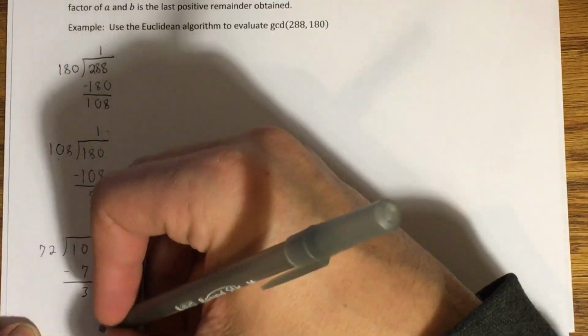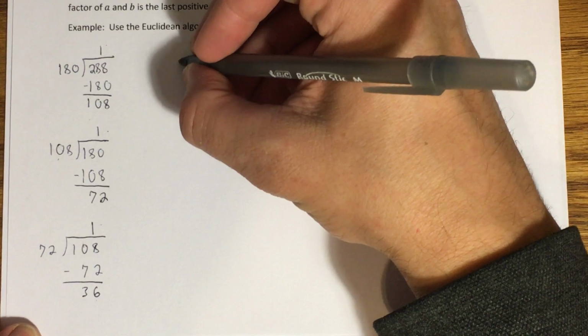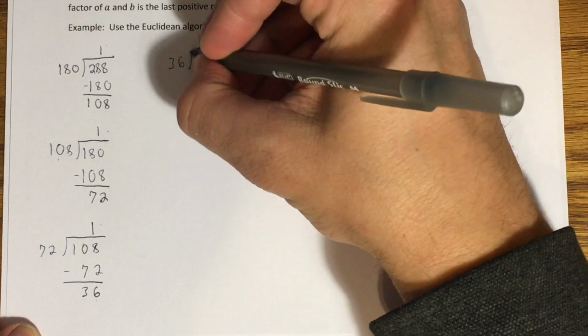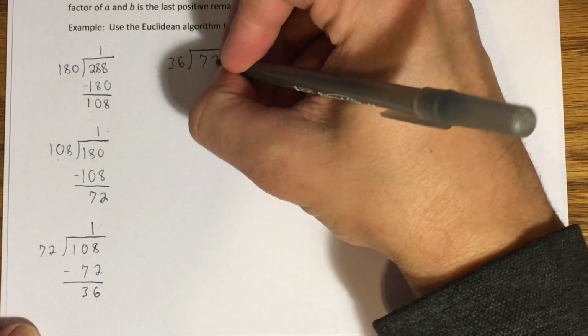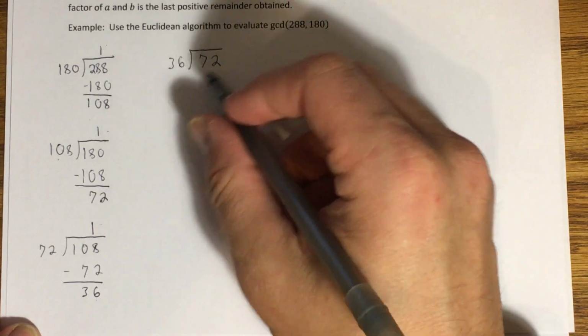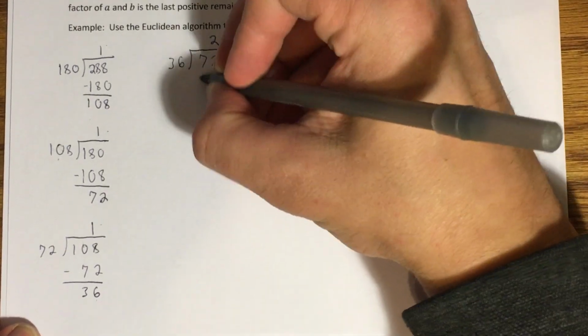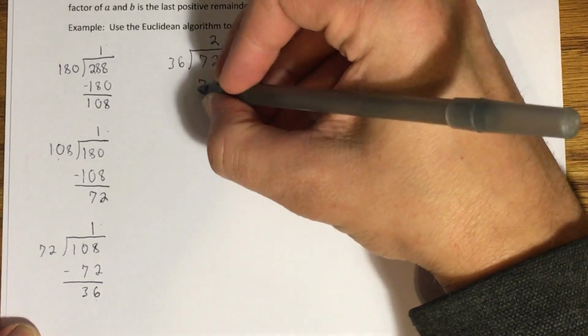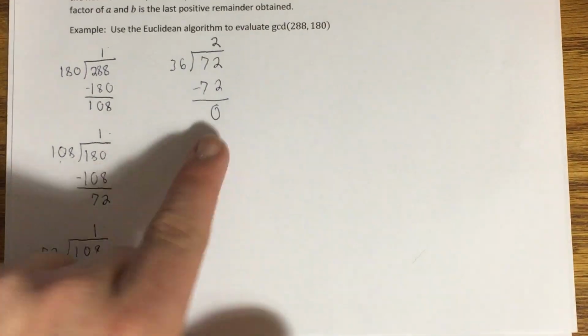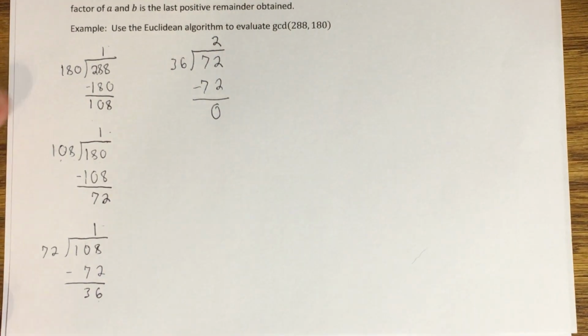So now I ran out of space down here, I'll come over to this side. I'm doing 72 divided by 36. Well, 36 goes into 72 exactly 2 times, because 2 times 36 is 72. And notice I got a remainder of 0 this time. That's my indication that it's time to stop.